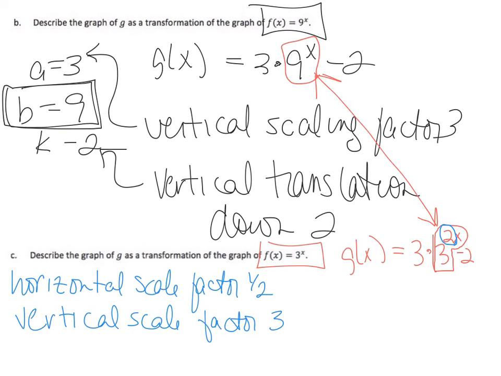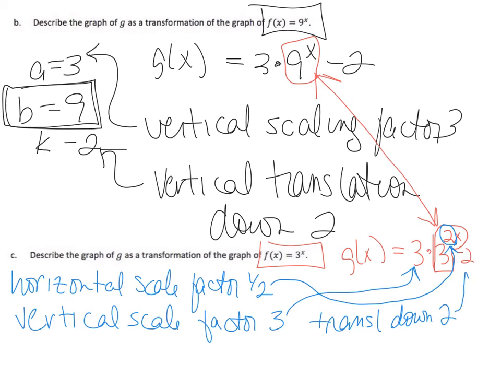And then the translation down. Oops, I forgot the n and down. Not sure why. So the vertical scale of factor of 3 is because of that. The horizontal scale factor of 1/2 is because of that, and there.